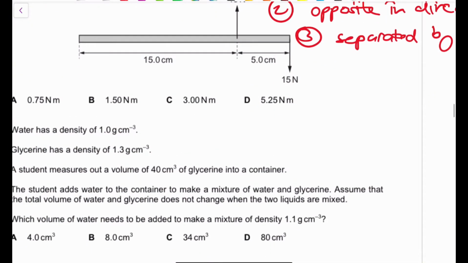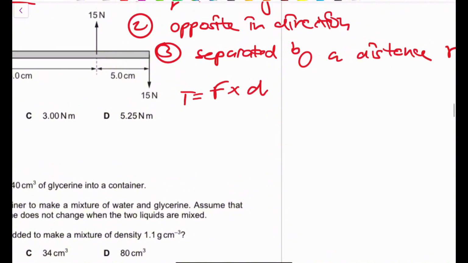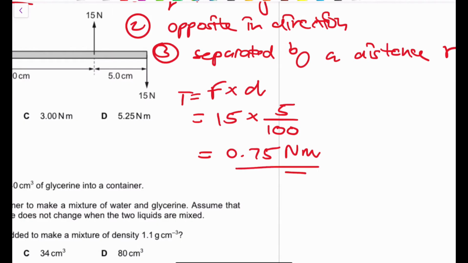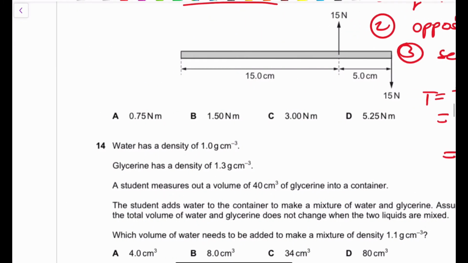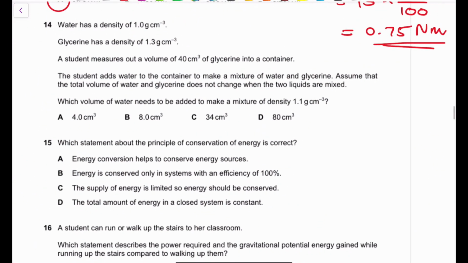So how do you find the torque of a couple? The torque of a couple basically is going to be one of the forces multiplied by the distance between the two forces. So one of the forces is going to be 15 multiplied by the distance between them, which is 5/100. Basically, that's going to give you 0.75 newton meters. 0.75 newton meters, your answer is going to be A. Very important. Move on to question 14.